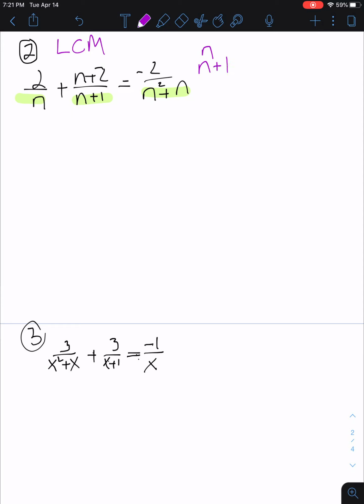But the third one, I can factor an n out of this, and I would have n times n plus 1. Well, remember my least common multiple is a product of the common and the uncommon factors. And if you'll see it right there, I've got an n in common, and I have an n plus 1 in common, and that takes care of all of them. So my LCM then is n times n plus 1.